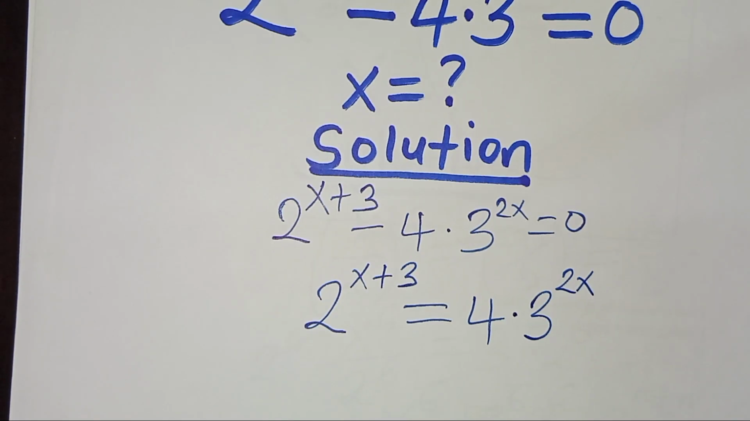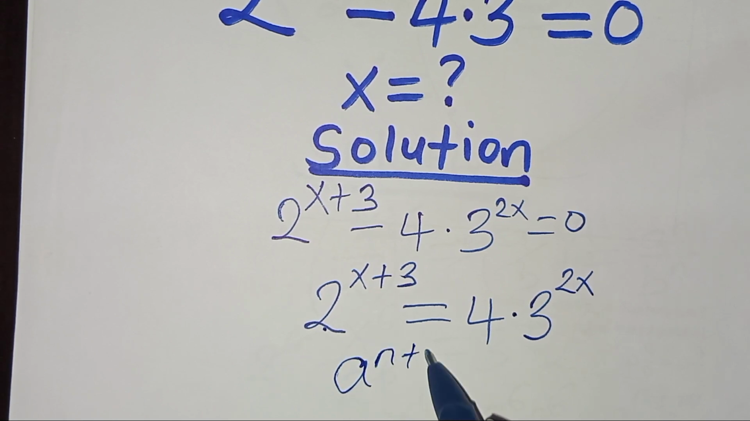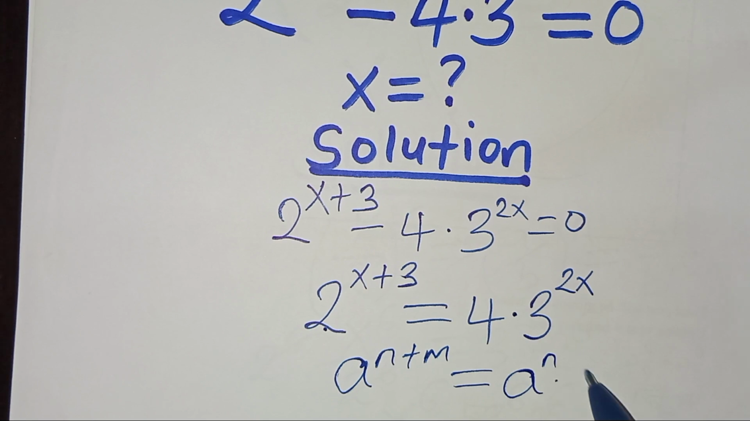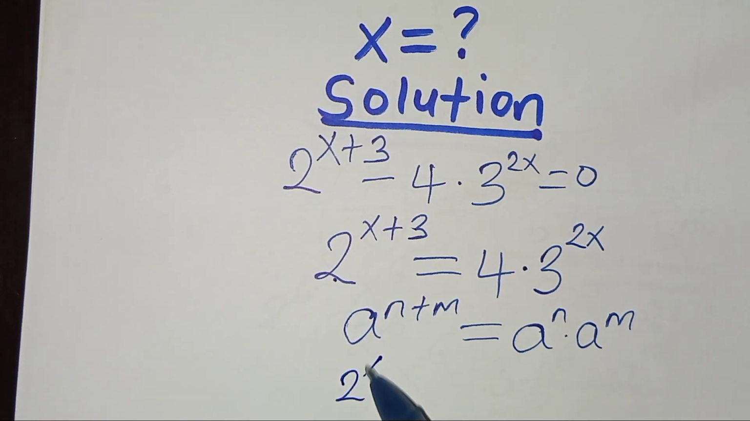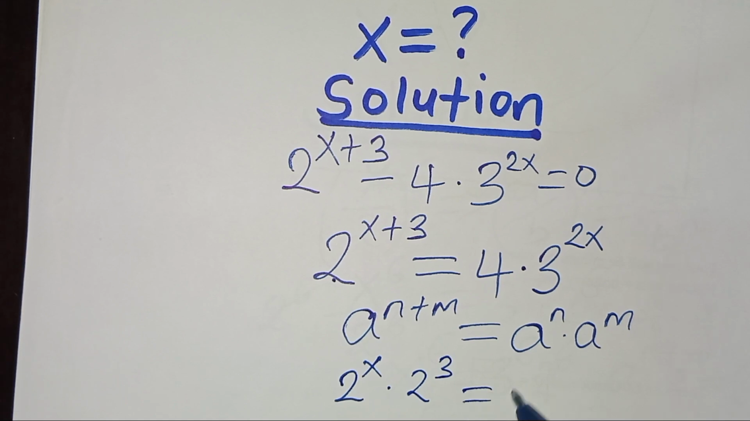Now 2 to the power x plus 3 is basically in the form of a to the power n plus m, which we can express as a to the power n multiplying by a to the power m. Applying this exponent property, 2 to the power x plus 3 becomes 2 to the power x multiplying by 2 to the power 3, equal to 4 multiplying by 3 to the power 2x.